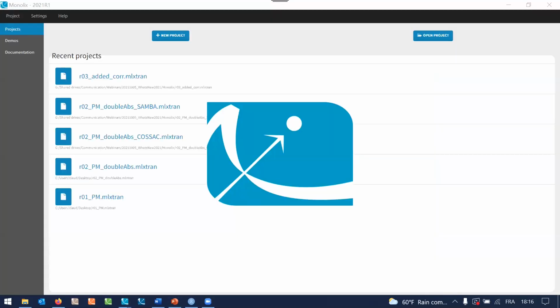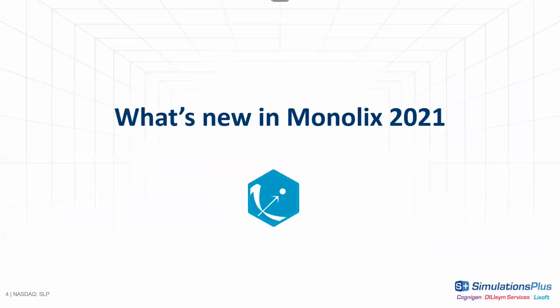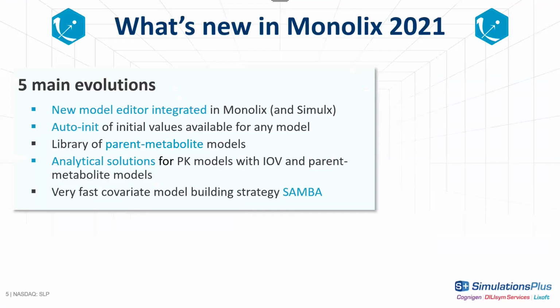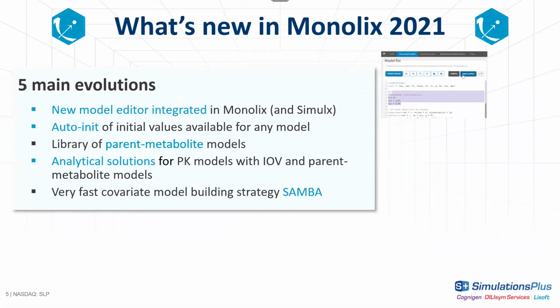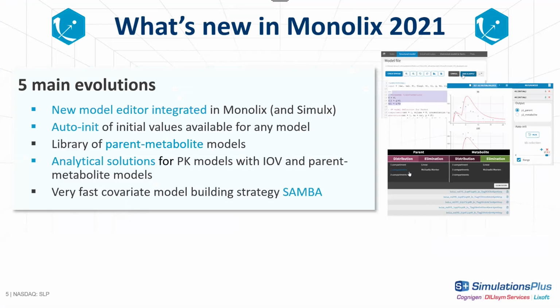So let me summarize quickly these new features that I have shown you for Monolix. I've shown you the 5 biggest evolutions: the new model editor integrated in the structural model tab, the auto init available for any model, the new library of parent-metabolite models, the new analytical solutions speeding up the calculations, and the new model building strategy, Samba.